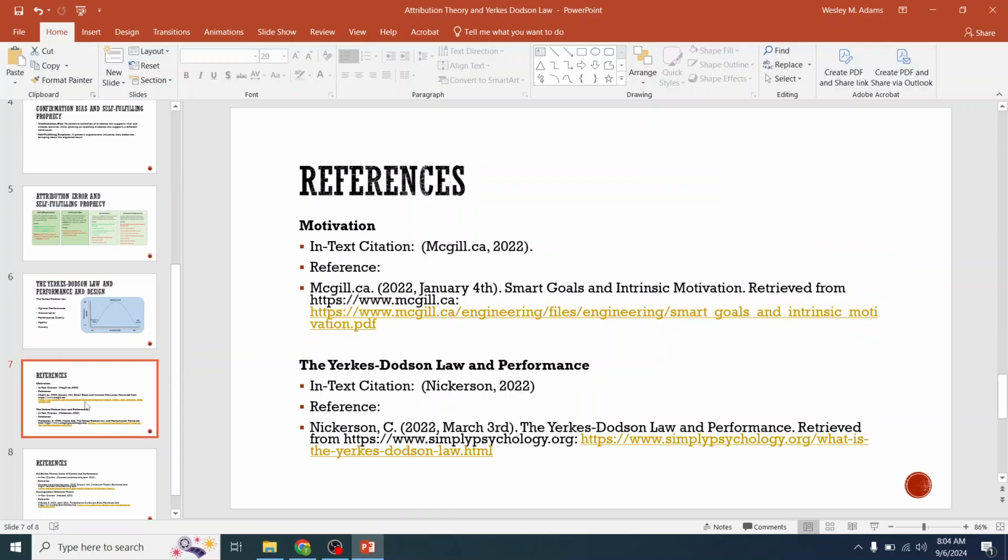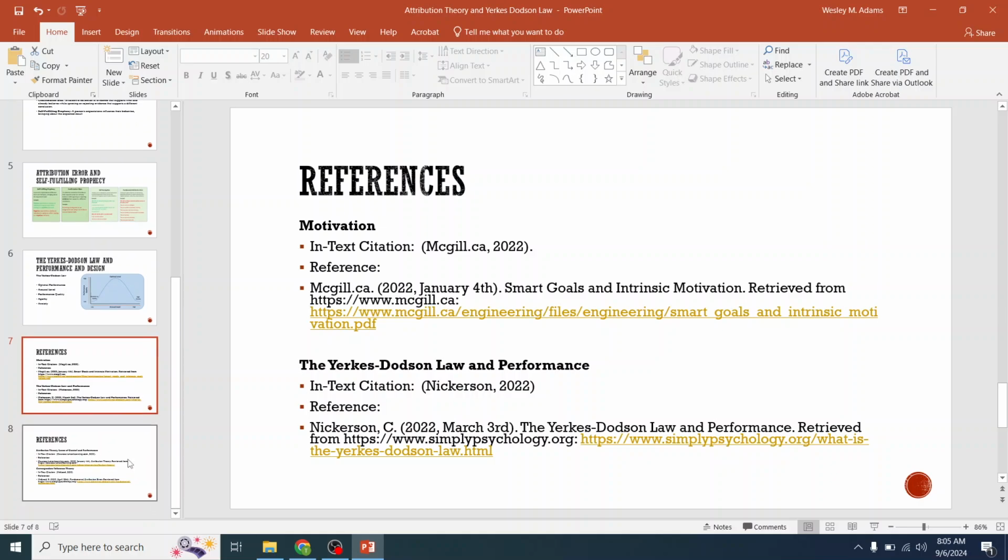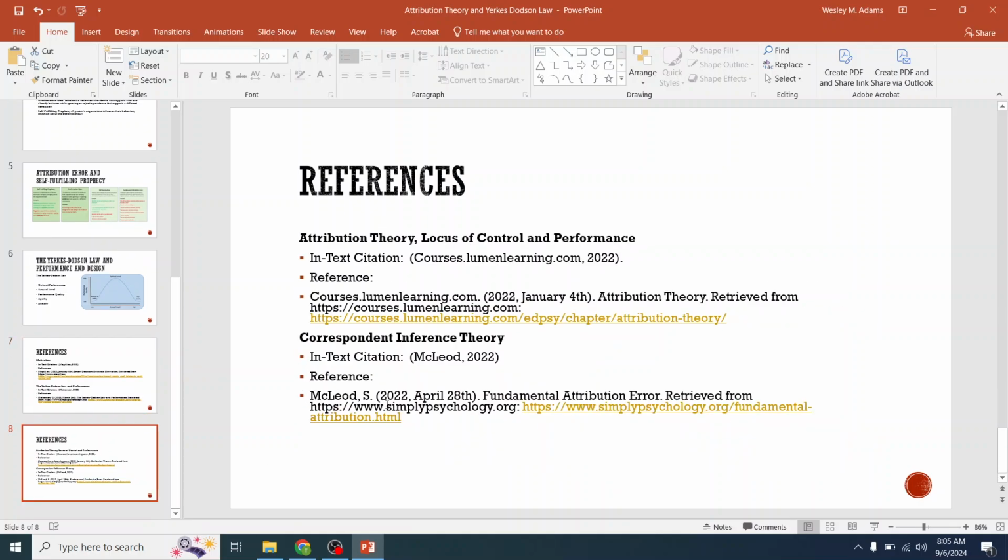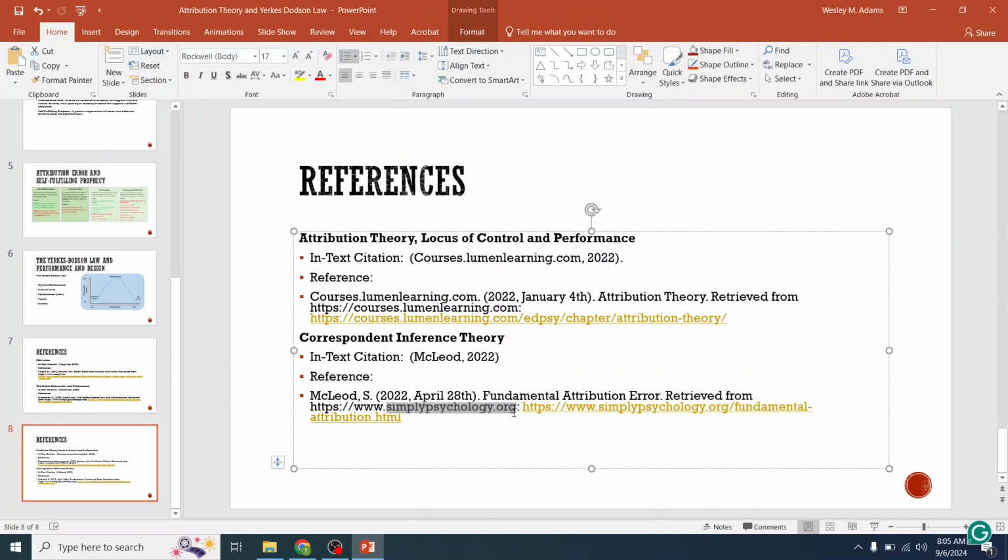All right, so if you like these topics, you can get more information on motivation here, Yerkes-Dodson law here. You see that's Simply Psychology. There's one of the researchers from that area, McLeod, you'll see them pop up all the time. Again, Simply Psychology, that's a great website for simplifying complex theories, especially for education. But you can see most of our stuff comes from psychology.